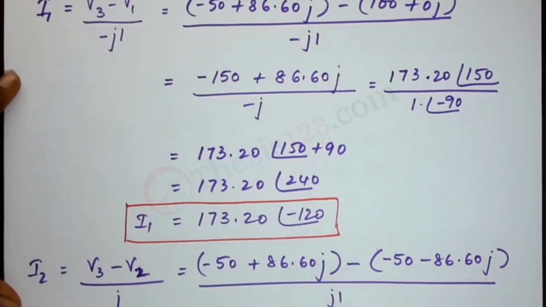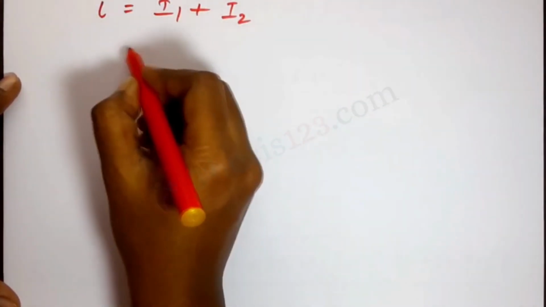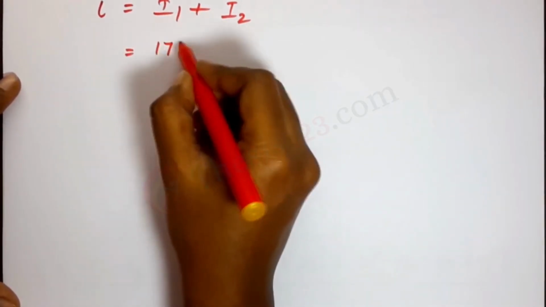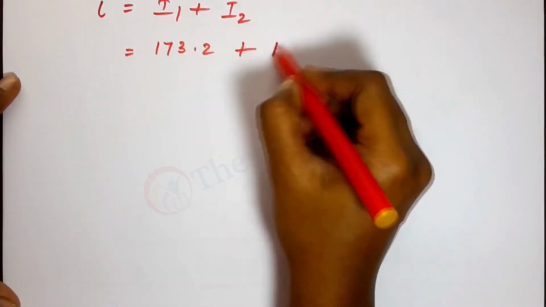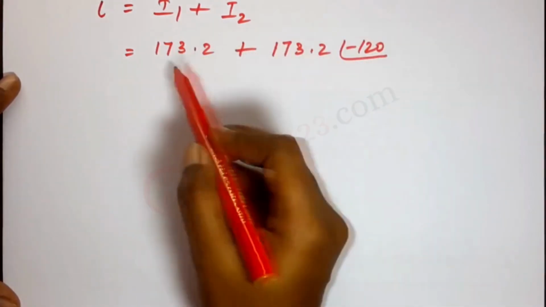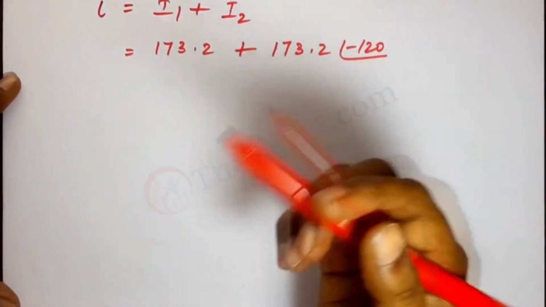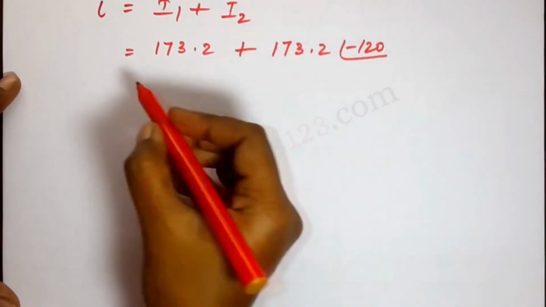Now all that's left to be done is to add the values of I1 and I2 to get the value of I. So we'll note that down here. I equals I1 plus I2. So let's add the values here. 173.2 plus 173.2 angle minus 120. Now we cannot add it this way. What do we do? We convert it into rectangular form. Yeah, a whole lot of conversions, but it is necessary.